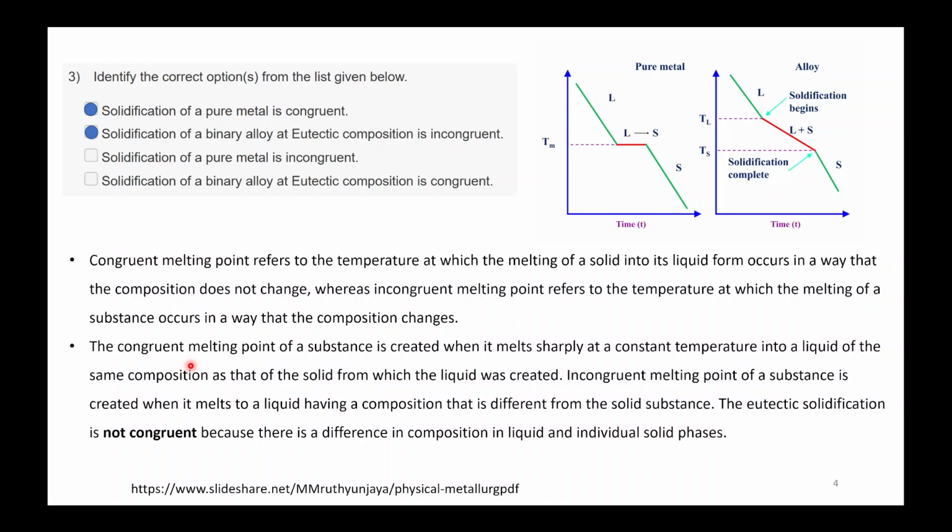The congruent melting point of a substance is created when it melts sharply at a constant temperature into a liquid of the same composition as that of the solid from which the liquid was created. In case of an incongruent melting point, a substance melts to a liquid having a composition that is different from the solid substance. In case of eutectic solidification, it's incongruent because there is a difference in composition between the liquid and the individual solid phases.